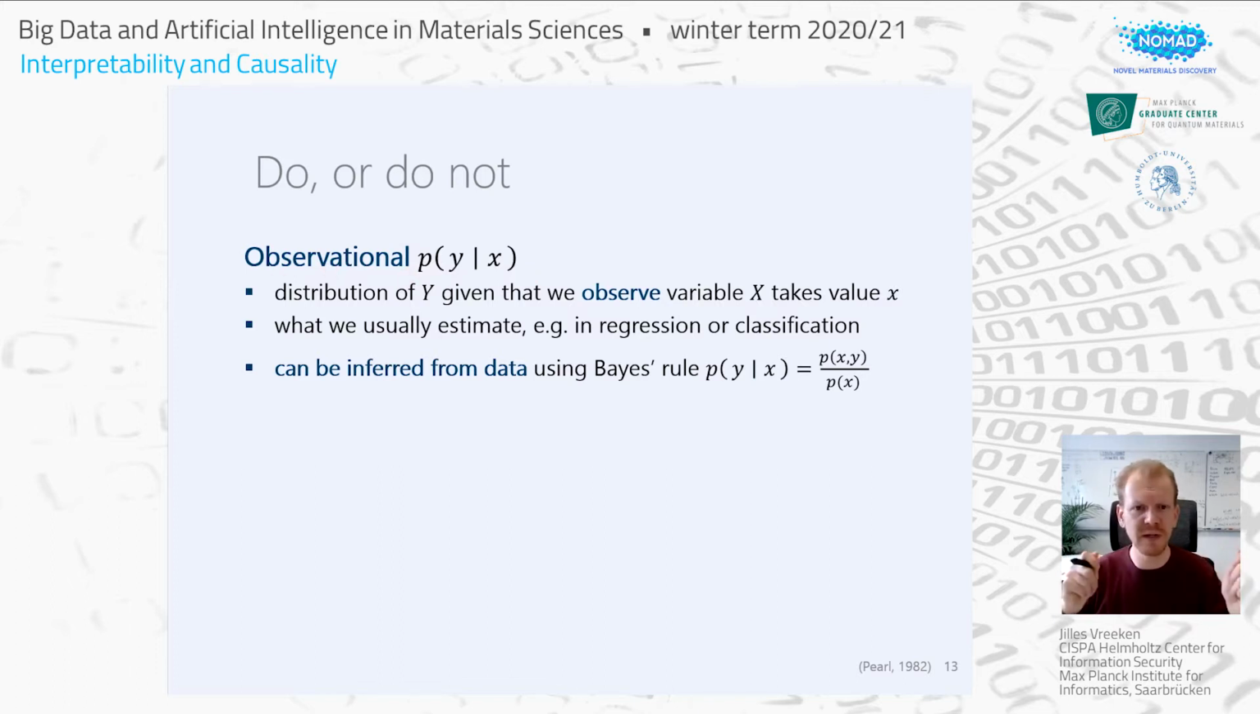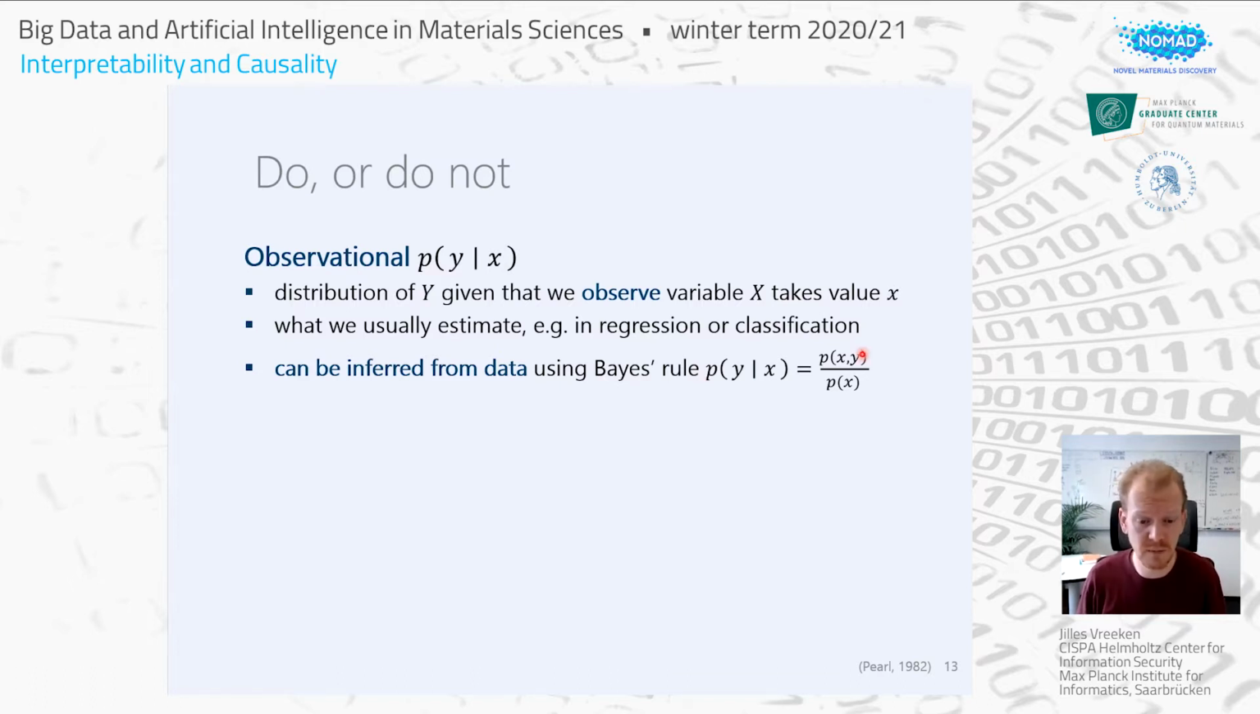We were not intervening in the system. It is just the distribution of Y, in this case, given that we observe variable X to take a certain value, and that is that. There's nothing special about this. This is what we do in everyday machine learning, statistics, and data mining. It's also what we use all the time when we do regression or classification. The beauty is that these conditional distributions we can determine very straightforwardly through Bayes' rule.